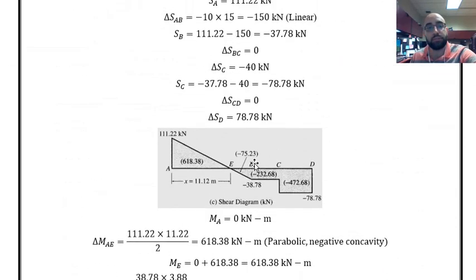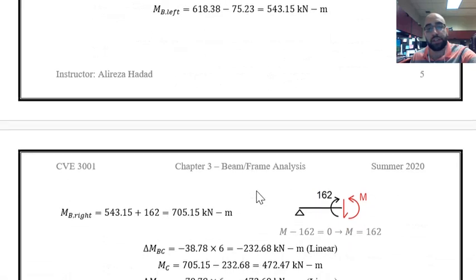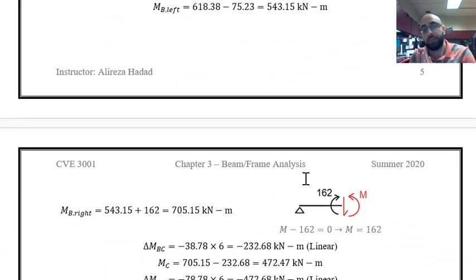Exactly at point B, we have this couple over here. So it means that there is going to be a sharp change in the bending moment because of this couple at this specific point. Is it going to increase or decrease my bending moment? Or in other terms, is it going to be positive or negative? One way to understand that is to just consider a very sharp section right after that couple like this over here. And based on the conventions, you can see M minus 162 equal to 0, and that's why M is positive 162 right after that couple.